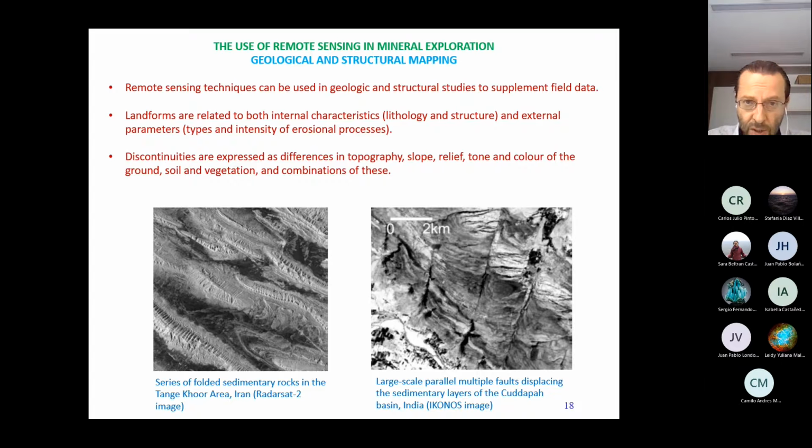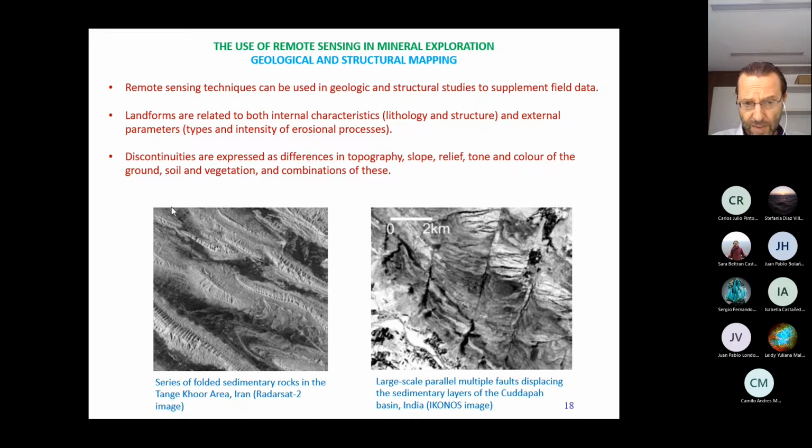Now, the other approach is structural mapping, yeah? What we call geological and structural. So in any area where we go and explore, we need a good understanding of the geology. So this is going to help us, okay? So obviously you can see here the imagery shows folds. This comes from Iran, and I'll show you more from Iran. So now these are folds, yeah?